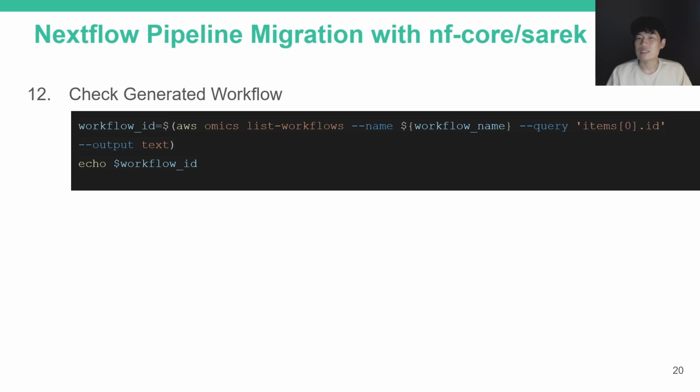Each workflow gets its own ID. This means if you create the workflow with the same Sarek zip file two times, there will be two workflows in the HealthOmics service with different workflow IDs. If you use the aws omics list-workflows command, you can see the workflow ID like this.